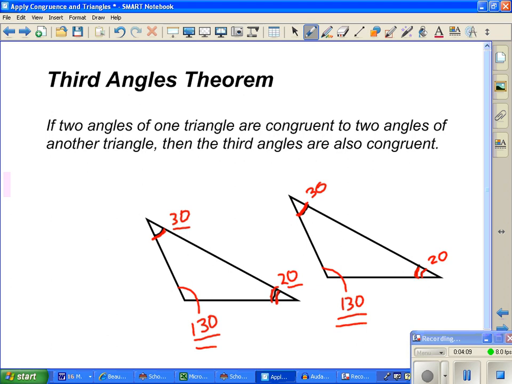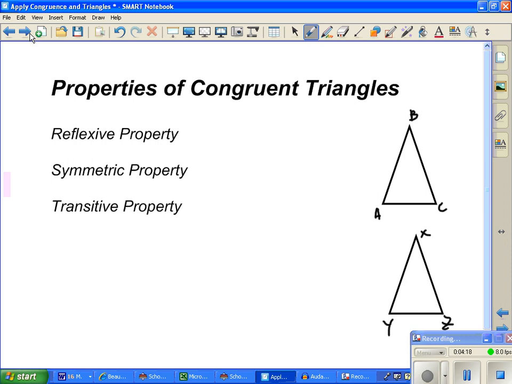Hopefully this makes sense. Again, it's not real difficult stuff, but we do have to lay it out on paper and make sure we understand what we're talking about here. Give this a name, third angles theorem. Properties of congruent triangles. Now we've had all these properties before.